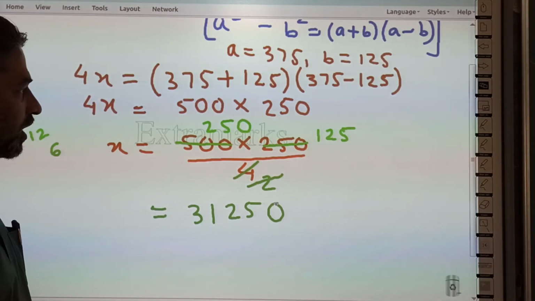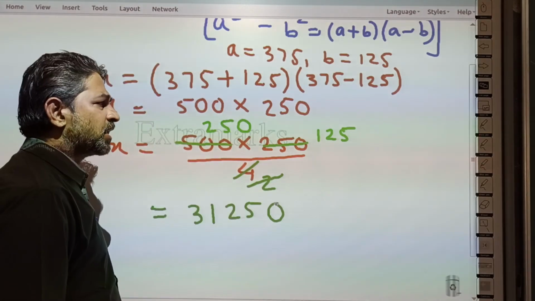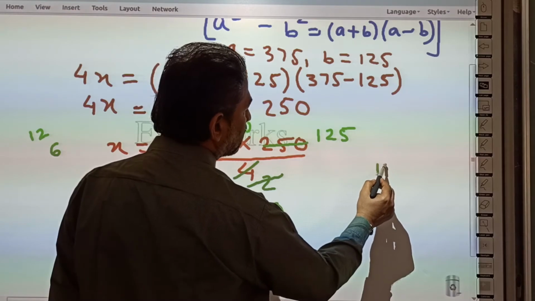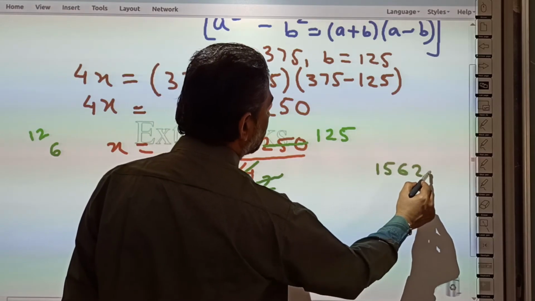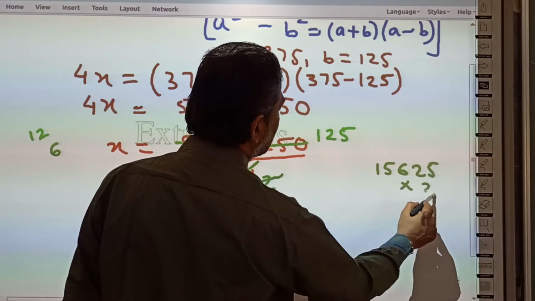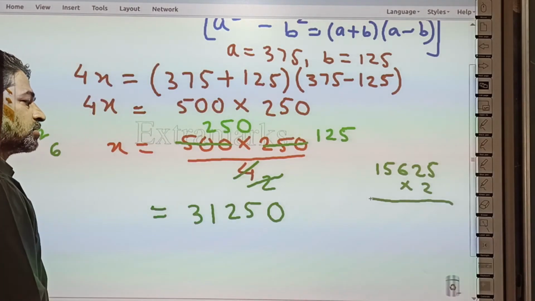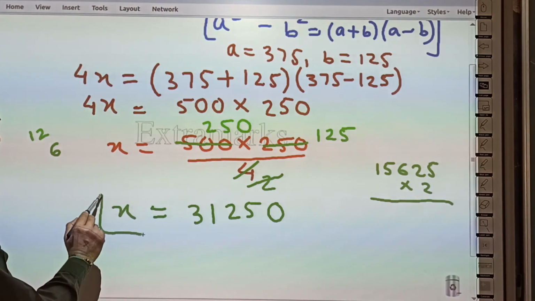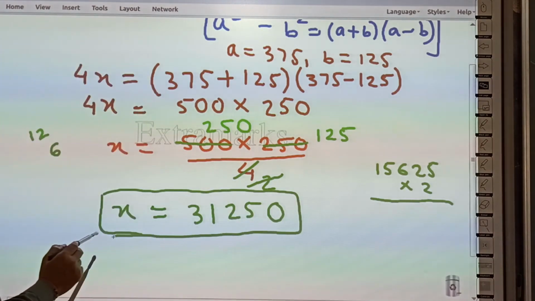125 into 2. अब 125 का स्क्वायर आप याद करें, हम डायरेक्ट लिख सकते हैं 12 into 13, that is 156, 15625 और मल्टीप्लाई कर दीजिए इसको 2 से, so you will get 31250. This is the value of x here. So students, be careful. We need to apply the identity whenever it is mentioned in the question. We'll take some more examples.